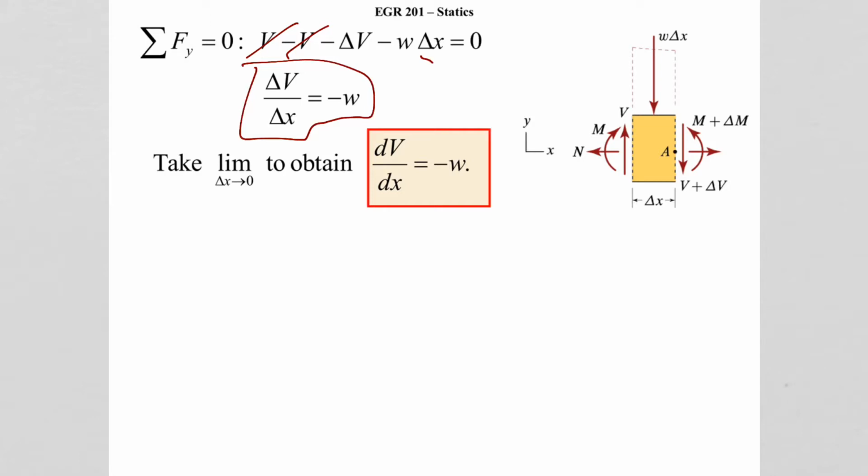Okay, so if we take delta x as it goes to 0, we find that dV/dx equals negative w, or distributed load.